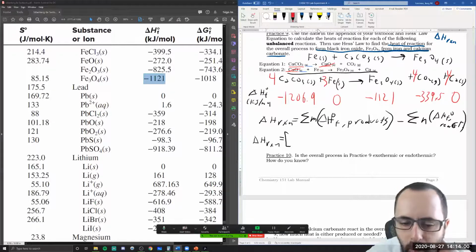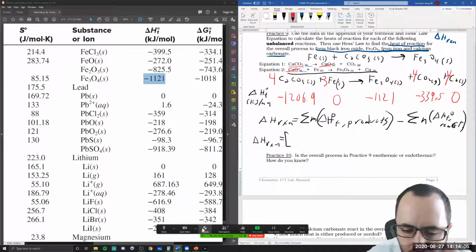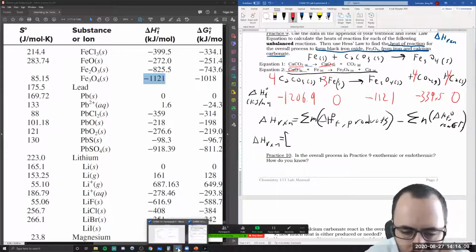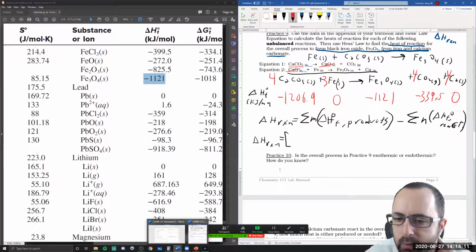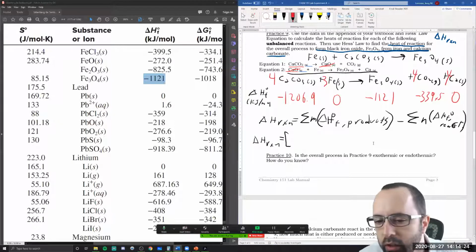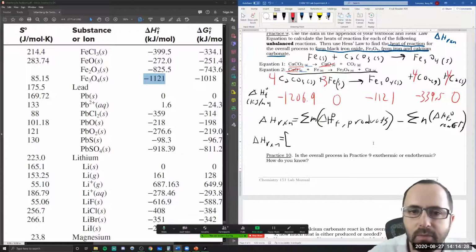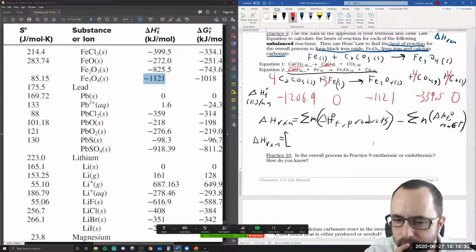Questions so far before I continue? Yes, Professor, I actually have a question. So what's the M after the sigma and then N after the sigma? What does it stand for? The M and the N stand for the coefficients in the balanced equation. So for each of these, we have to multiply them by their coefficients in the balanced equation. And that's why I had to balance the equation first. Oh, I see, I see. Thank you. Mm-hmm.